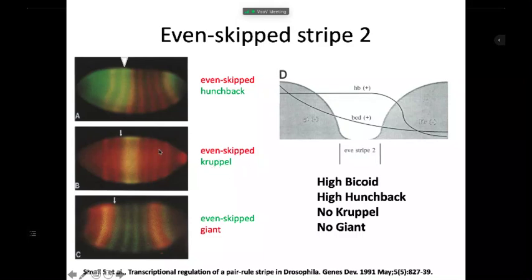Now, Krüppel is expressed posteriorly, so it doesn't overlap with even-skipped expression. Neither does giant, so we have this band here that specifically overlaps a region of high bicoid and high hunchback, but there's no Krüppel and no giant. So understanding the expression pattern over this stripe can help us understand the control of expression of this specific even-skipped stripe.